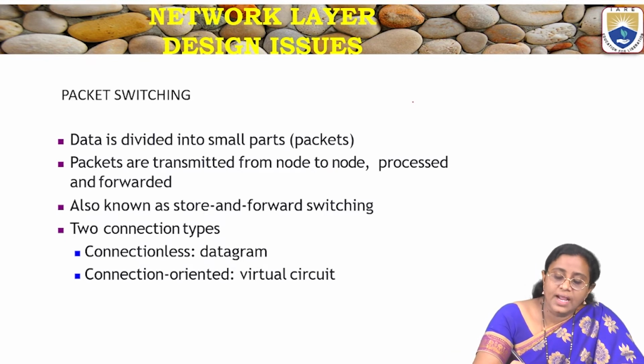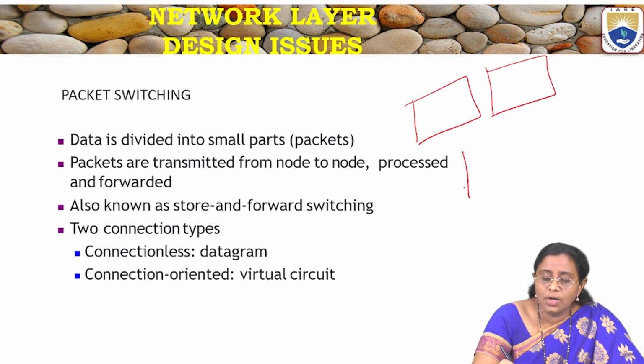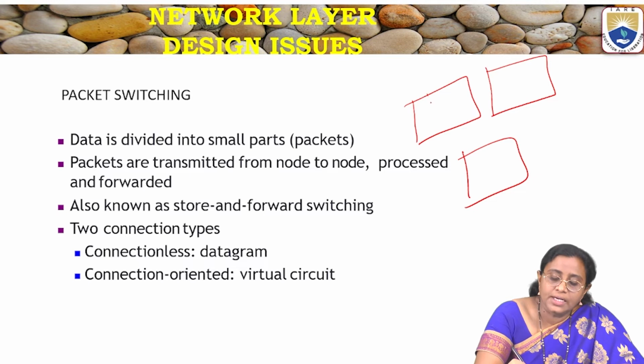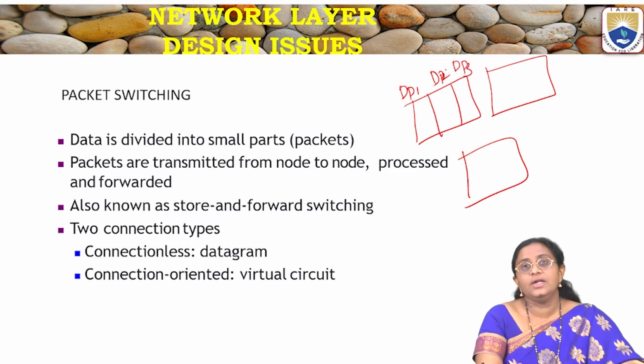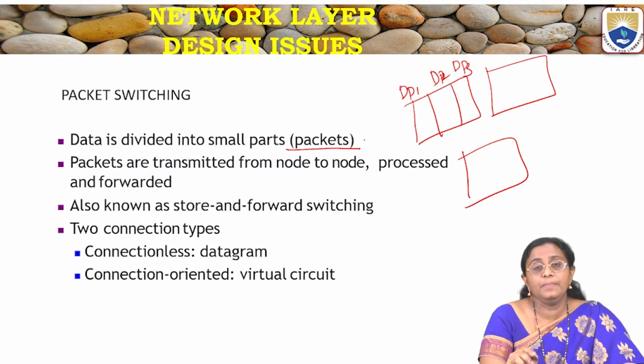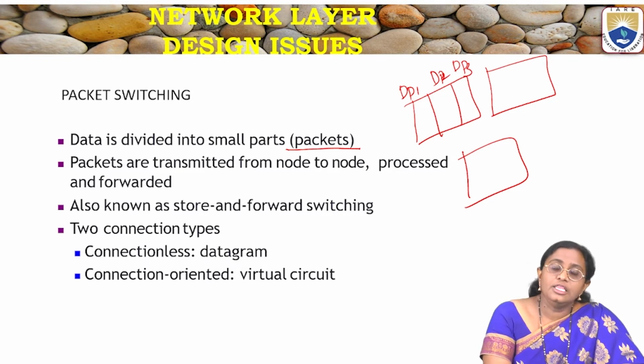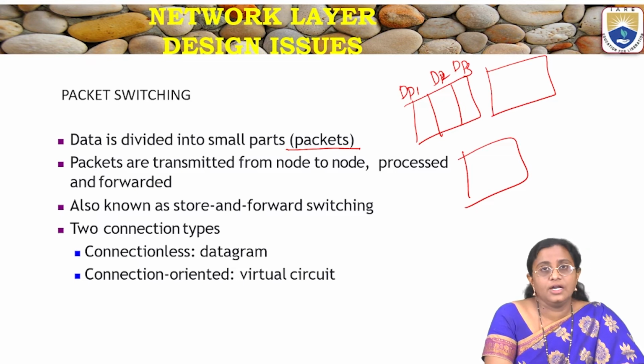That means the data, which is in bulk or longer form, can be split into packets: data packet 1, data packet 2, data packet 3, data packet 4, like that. So data is divided into smaller parts, which we call packets. We need to see the mode of transmission of the data in the form of data packets under the network layer.